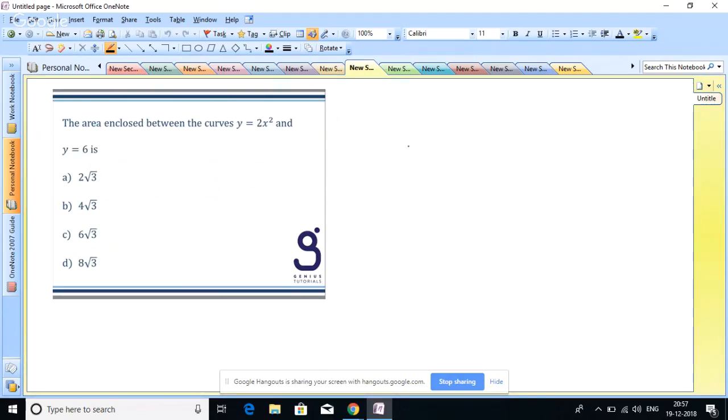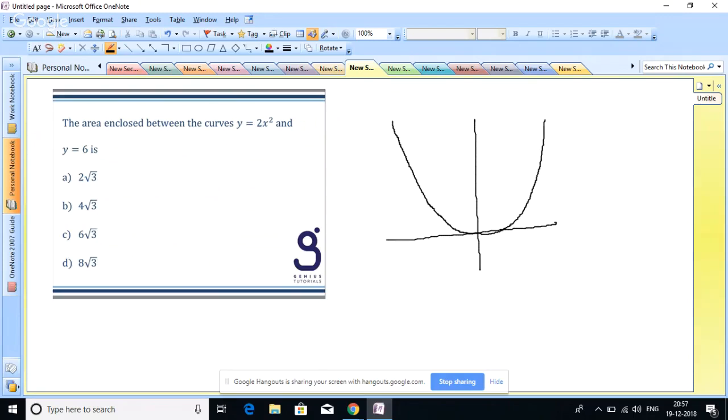Now we have to find the area enclosed between the curve y is equal to 2x square and y is equal to 6. Y is equal to 2x square is nothing but a parabola like this. And y is equal to 6 will be a straight line like this. Now we are concerned with these points of intersection, point A and point B. If I substitute y is equal to 6 here, we will get x square is equal to 3 and x is equal to plus minus root 3. So coordinates of A will be minus root 3, 6 and coordinates of B will be root 3, 6.